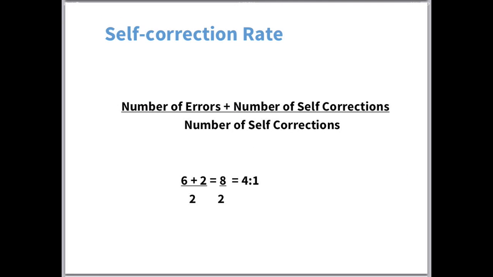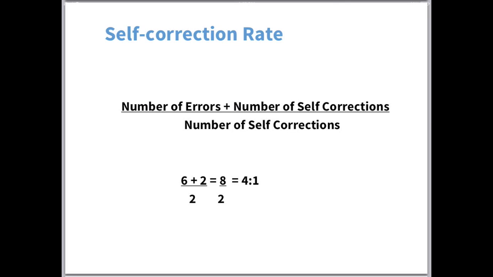Determining the self-correction rate is important. To do this, add the number of errors to the number of self-corrections and divide by the number of self-corrections. In this example, there were 6 errors and 2 self-corrections. Add them together for a total of 8 and then divide by 2, which is the number of self-corrections. The ratio is 1 to 4. This means for every 4 errors the student made, he or she corrected themselves once.